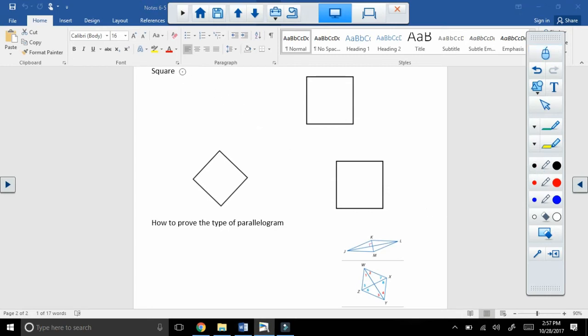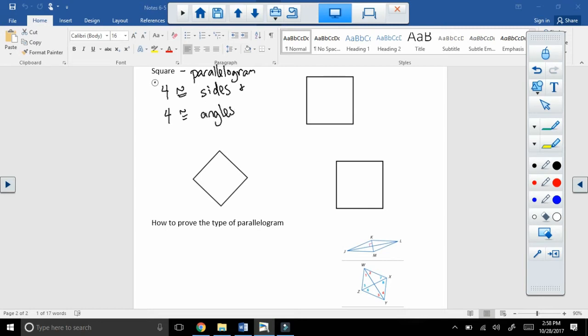To define a square, different people will define it different ways. A square is another type of parallelogram, and you could define it by saying that it has 4 congruent sides and 4 congruent angles.